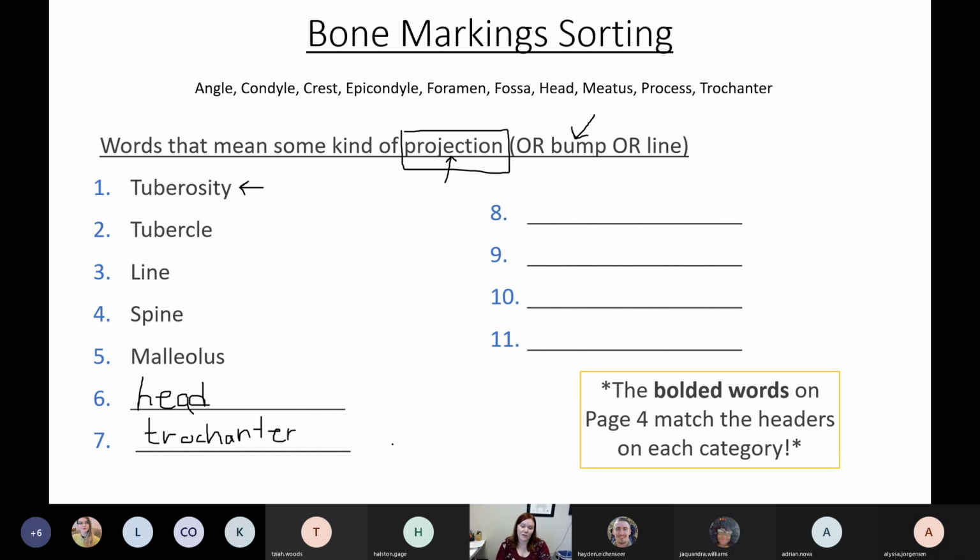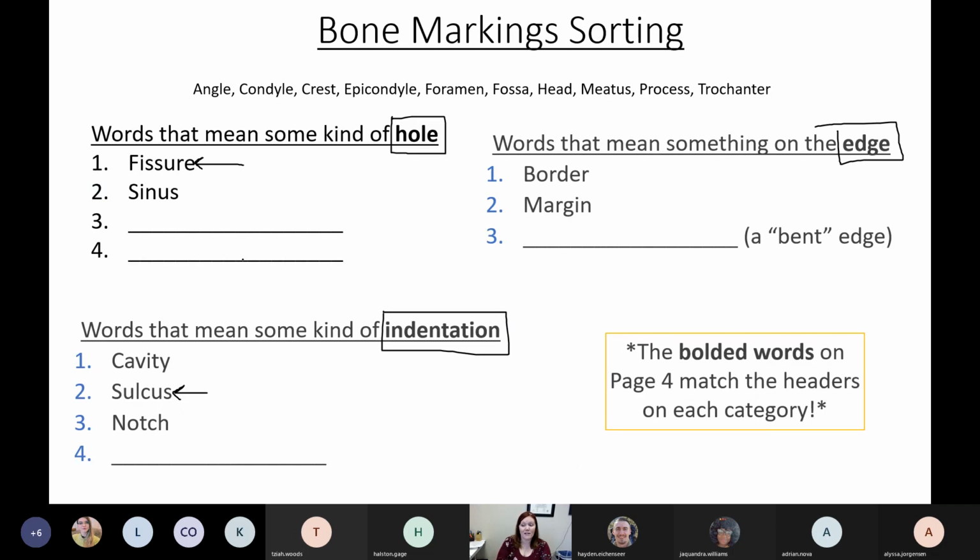Because this stuff here on page 5 is absolutely stuff for you to put on flashcards. A lot of anatomy stuff is not good for flashcards. This is good for flashcards. Front side of the flashcard says, which kind of bone marking is a tuberosity? Back side of the card says, a projection. Front side of the card, which kind of bone marking is a tubercle? Back side, a projection. We do the same thing with these other lists. Which kind of bone marking is a fissure? Back side, it's a hole.